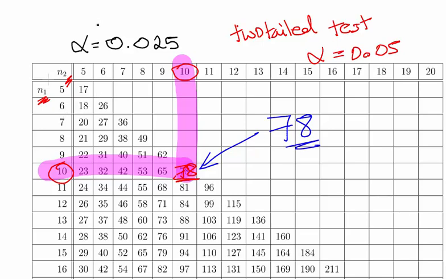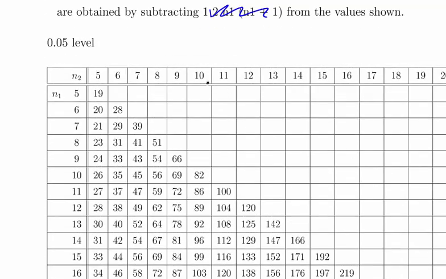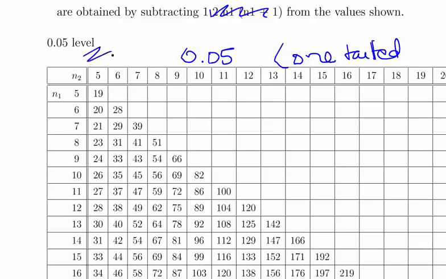So I actually have different tables there. Sorry, a little typo there. Let's not look at that. But this is the 0.05 table, and this is what we would use for a one-tailed test, which is not what we're looking at here.